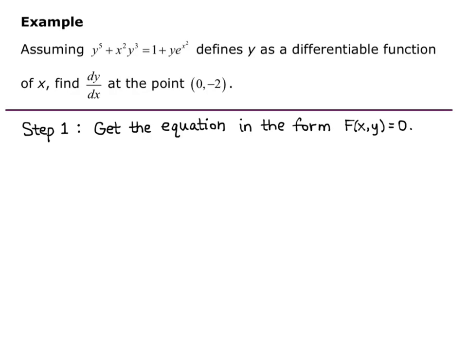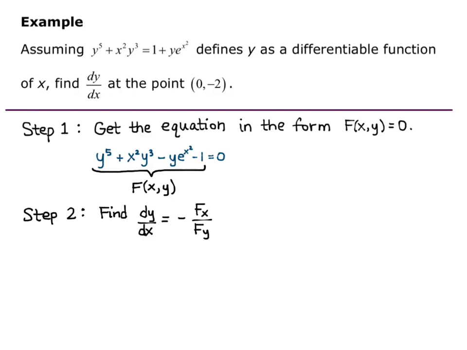Step 1. Get the equation in the form f(x,y) equals 0. We must have the equation in this form in order to identify the function f. We'll move everything to the left side of the equal sign, so we have y to the fifth plus x squared y cubed minus y e to the x squared minus 1 equals 0. Now the left side of the equation defines f(x,y).